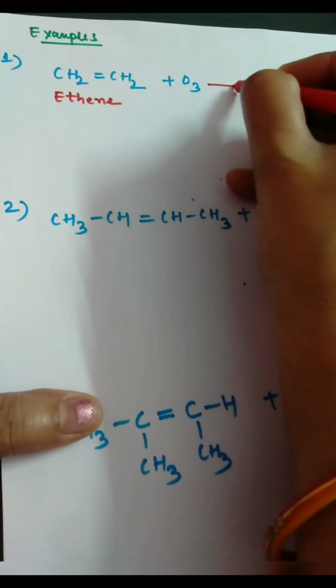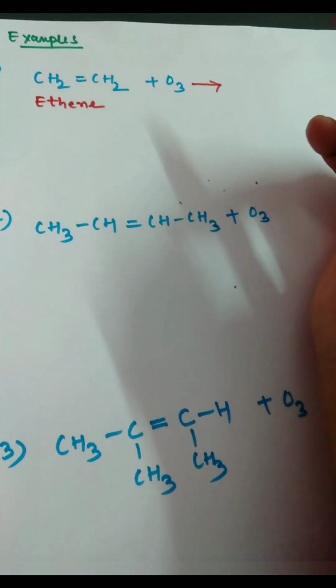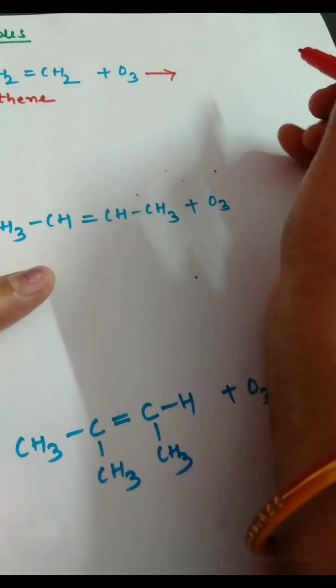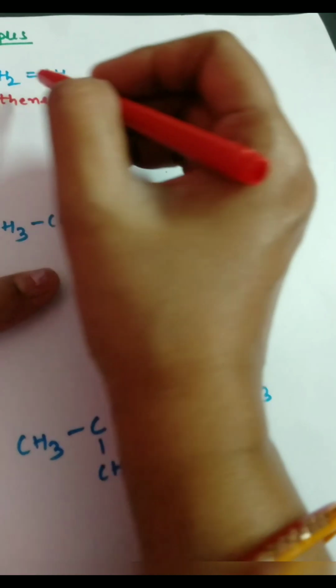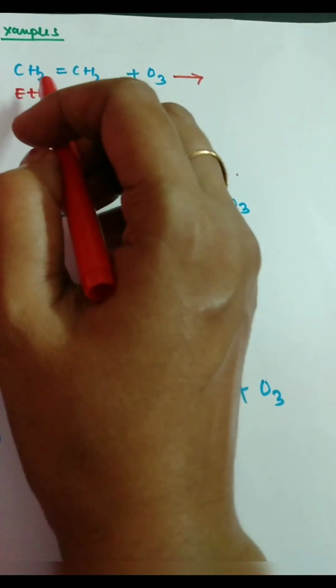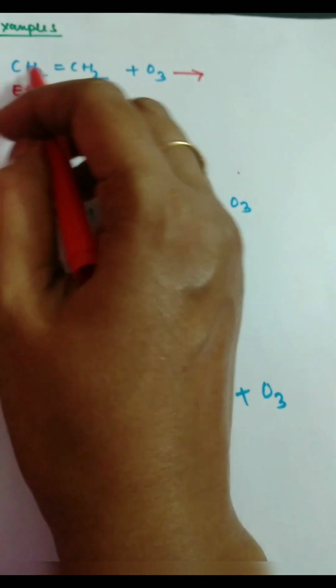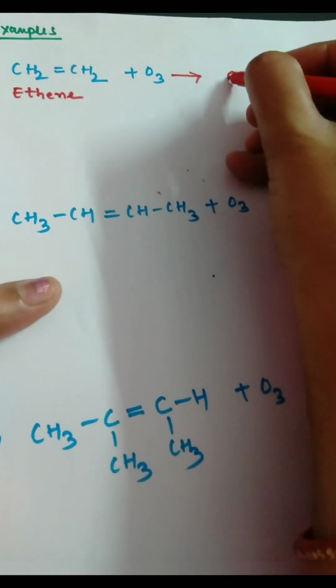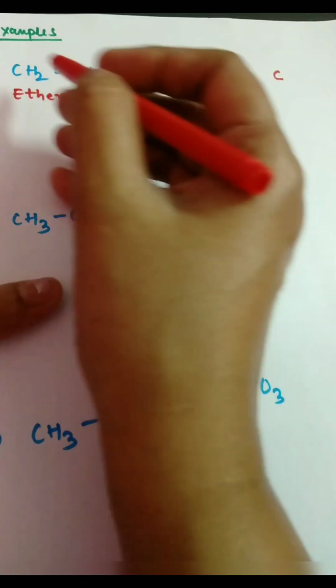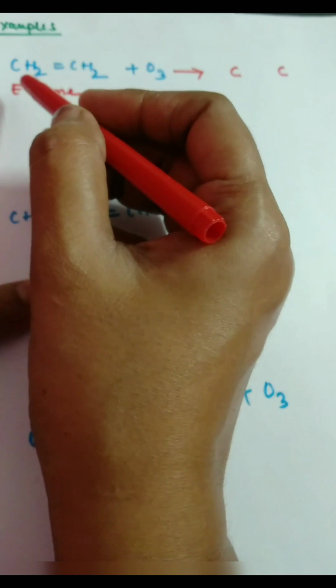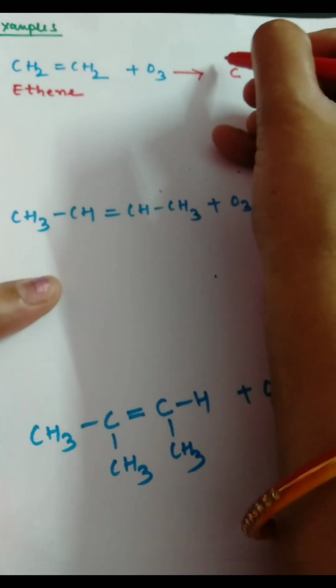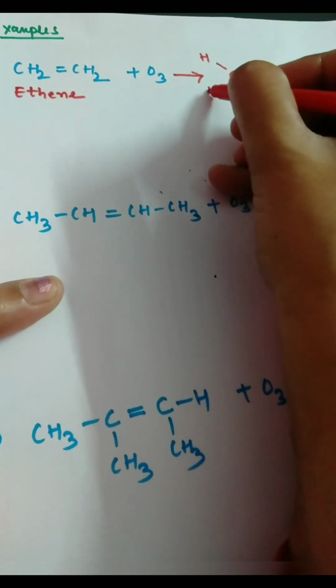When ethene undergoes ozonolysis, first of all it will form an intermediate ozonide. So how will you write the ozonide? First of all, break the double bond which is present between two carbon atoms. So here one carbon atom, here one carbon atom, break that double bond, and to this carbon atom two hydrogens are attached. So you also attach two hydrogen atoms.